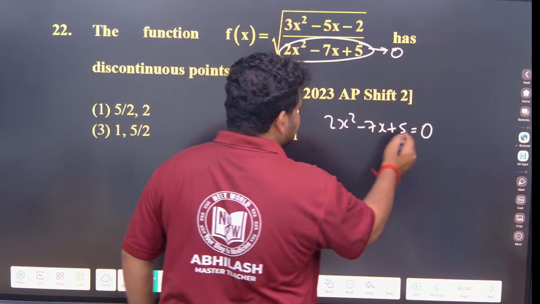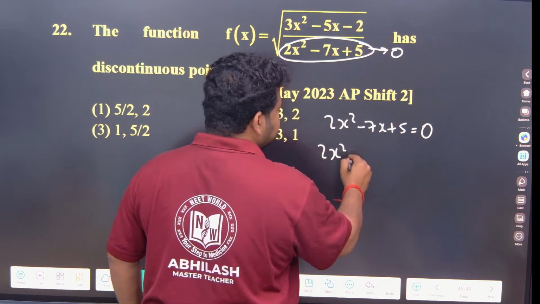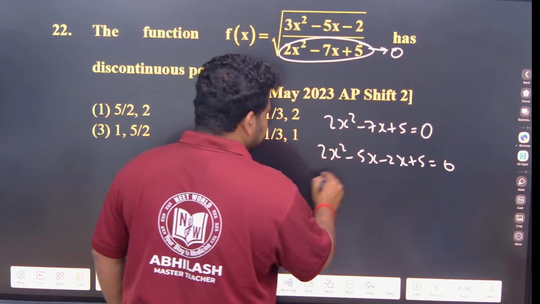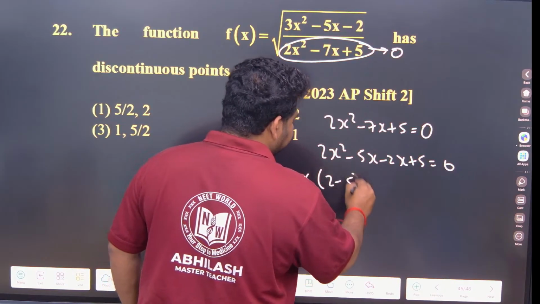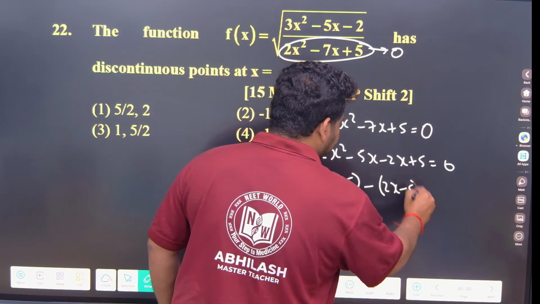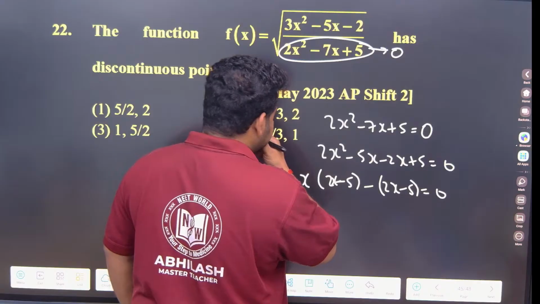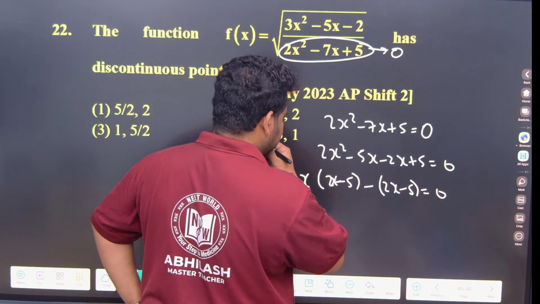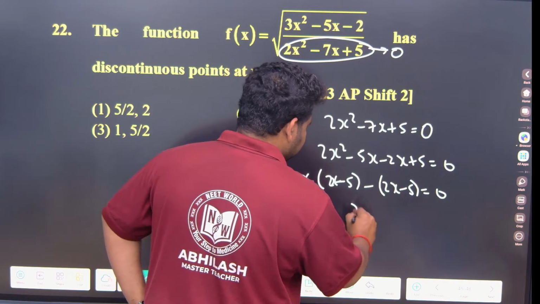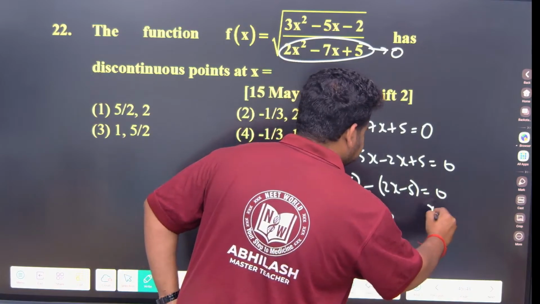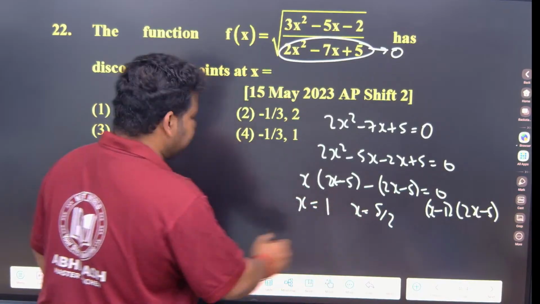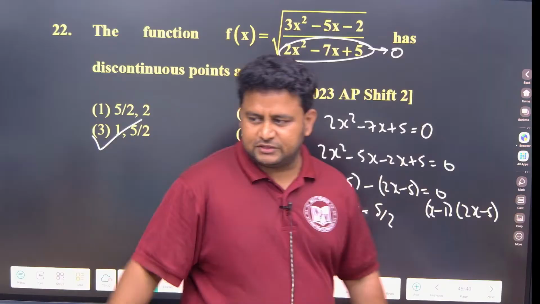Now see here, 2x² − 7x + 5, I can write it as 2x² − 5x − 2x + 5 = 0, since 5 twos are 10. So this I can write as x(2x − 5) − 1(2x − 5) = 0. We get the factors as (x − 1)(2x − 5). If I equate it, I will get x = 1 and x = 5/2. The answer is the third option, 1 and 5/2, there it is discontinuous.